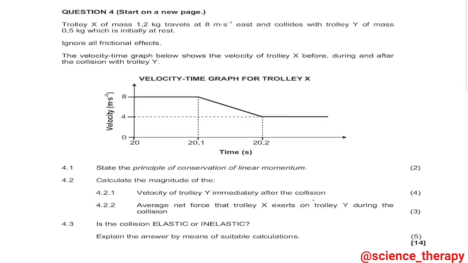So for question 4, it says trolley X of mass 1.2 kg travels at 8 meters per second east and collides with trolley Y of mass 0.5 kg, which is initially at rest. Now 4.1 says state the principle of conservation of linear momentum. So we want to quickly run to the definition and deal away with it.